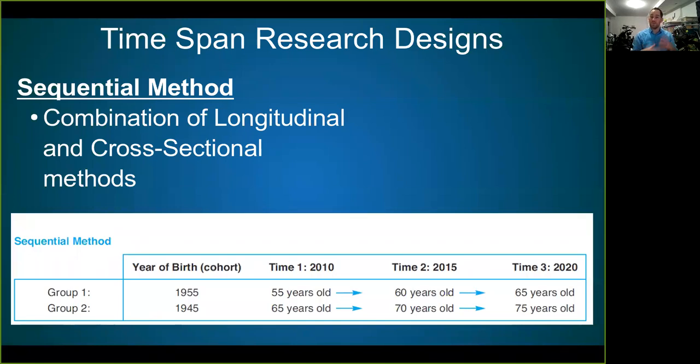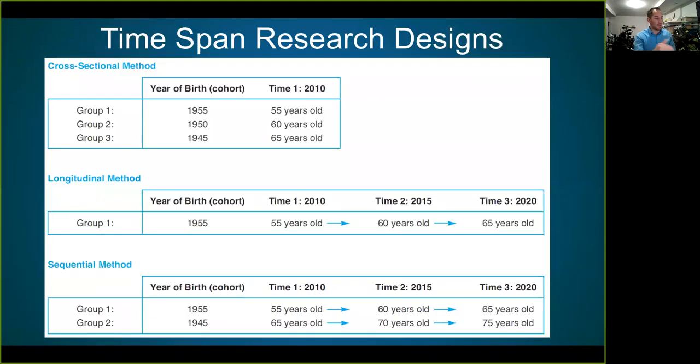So one way to kind of combine those is the sequential method. You take some cross-sectional samples, maybe we take some 3-year-olds and 5-year-olds today, and then we follow them 3 years from now. So then those 3-year-olds are now 5, those 5-year-olds are now 7. So we've got a little bit of both. We've got cross-sectional and longitudinal research. So some other diagrams of those, some examples.